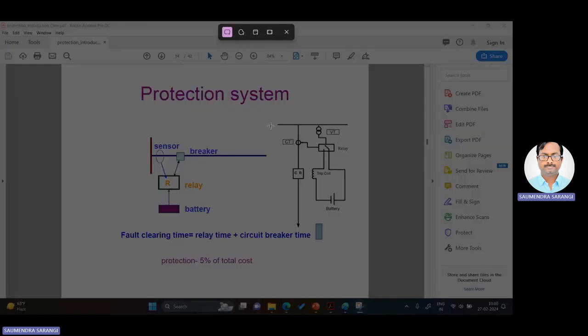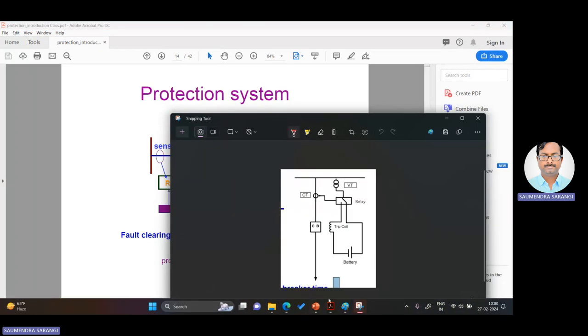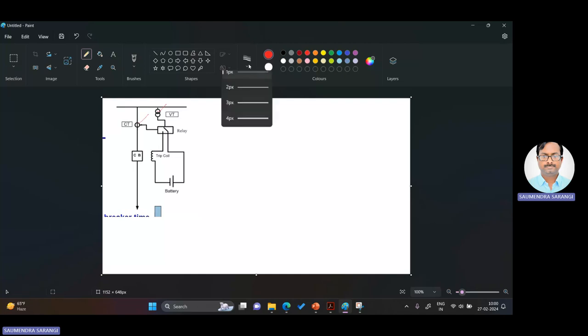Okay, so let us take this to the paint, where I will tell how we can do this. Like here, you observe the different types of devices we have. Here we have the CT and PT. The CT and PT give the signal to the relay. The relay contacts are normally open, and when the fault is detected, it will go to NC, that is, normally closed.